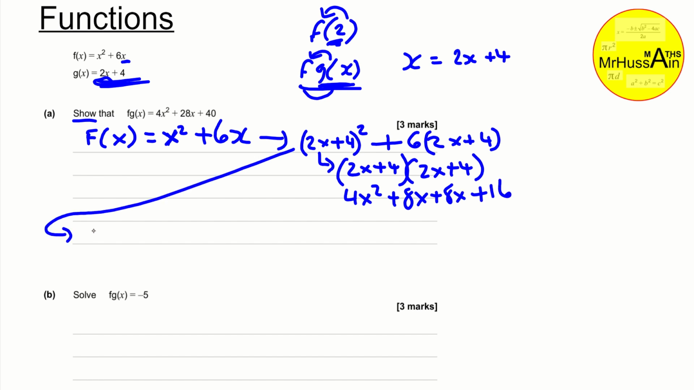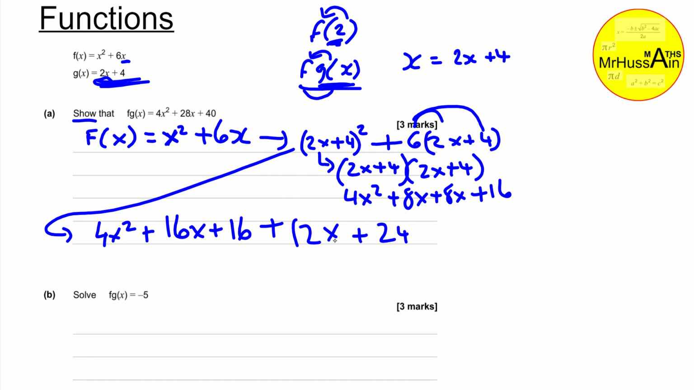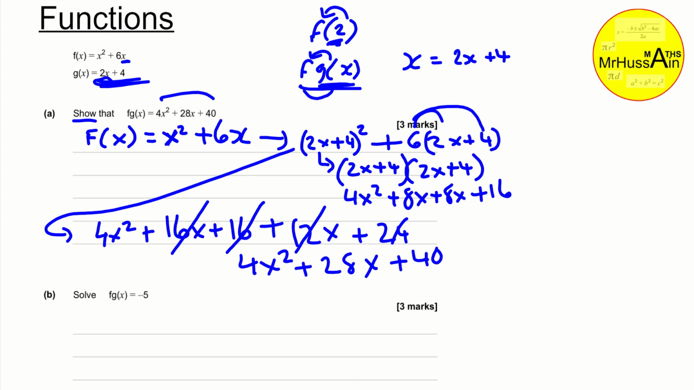Let's tidy this all up now. So 4x squared plus 16x plus 16. Let's expand the other 2 things, which is 12x plus 24. If we tidy that up, keeping an eye on the answer, 4x squared plus 28x plus 40. There you go. And the crucial thing to remember is that g of x replaces x in the f function. That's what this is asking you to do.